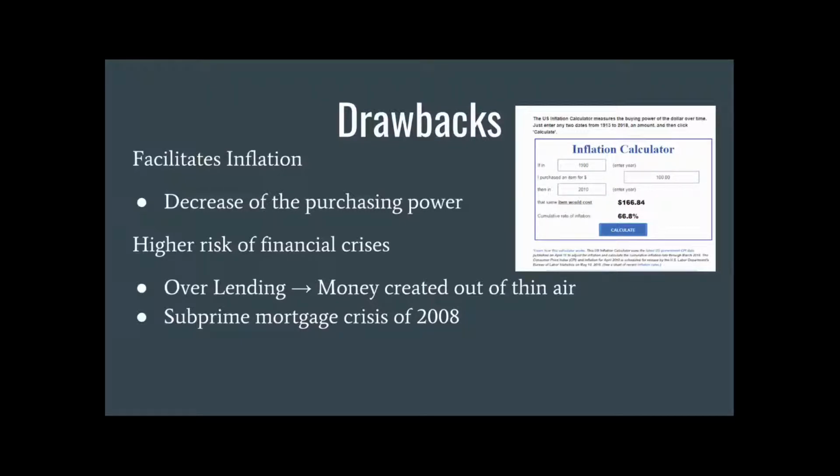Moreover, this sort of system allows for a higher risk of financial crises. As seen during the 2008 subprime mortgage crisis, overlending, especially to individuals who are not able to repay this debt, may lead to a chain reaction of bankruptcies and foreclosures, plunging the stock market and the economy to all-time lows.